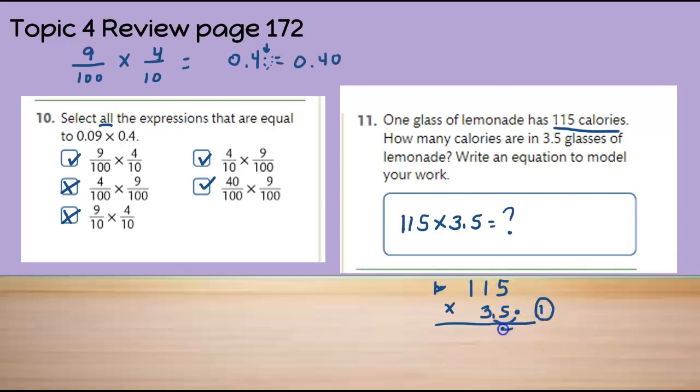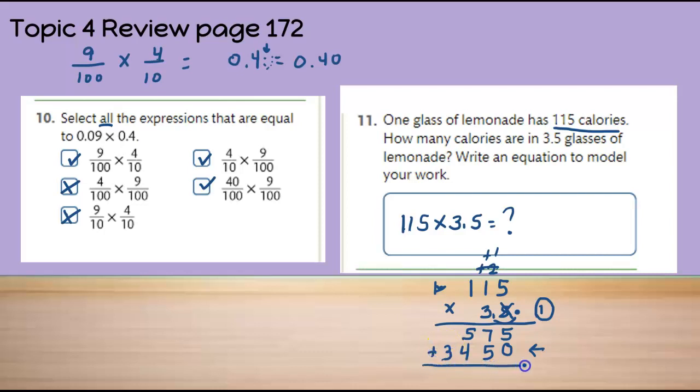5 times 5 is 25. I drop my 5. I regroup my 2 to be added. 5 times 1 is 5, plus 2 is 7. 5 times 1 is 5. Then in order to move to the tens place, I need a placeholder of 0. I'm done with the 5, so I can cross it off and cross off that regrouping so I don't get confused. 3 times 5 is 15, so I drop my 5. I regroup my 1 to be added. 3 times 1 is 3, plus 1 is 4. And 3 times 1 is 3.